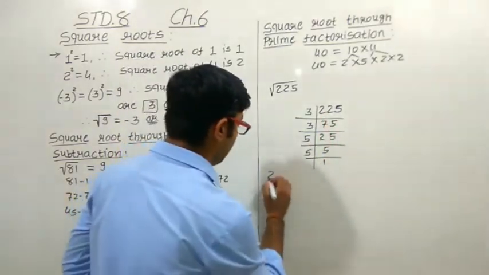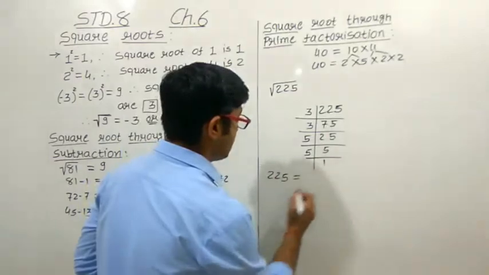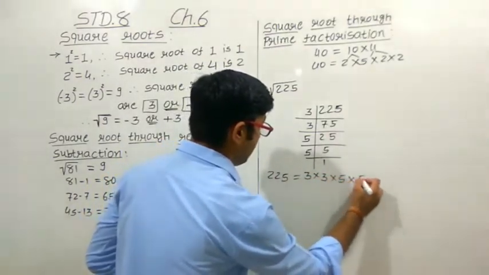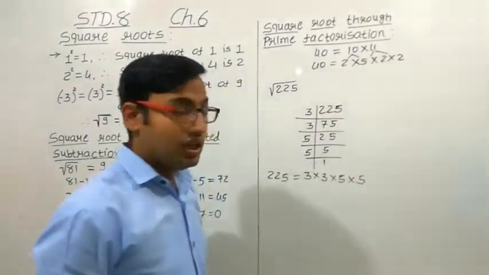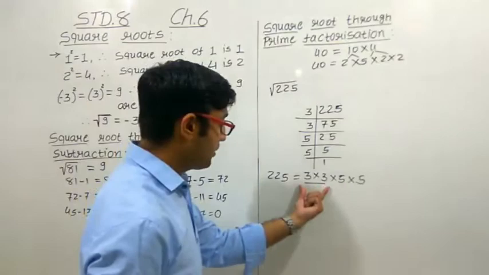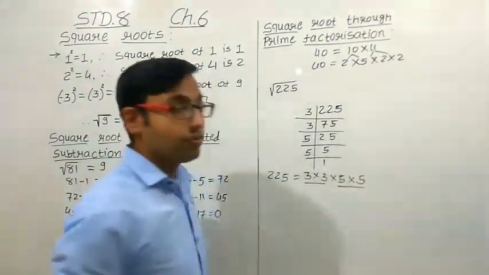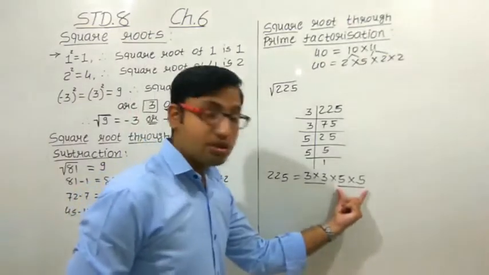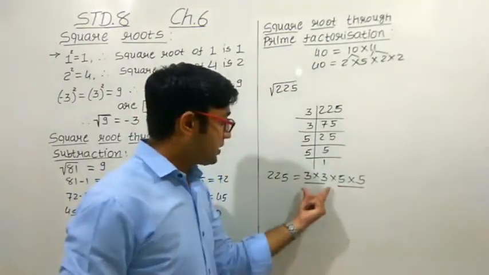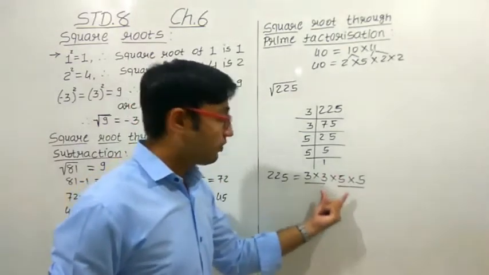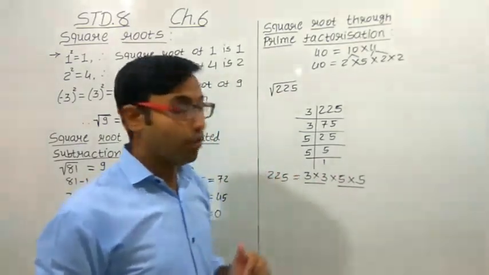So we can write down 225 as the factors 3 into 3 into 5 into 5. Again, make pairs of the same factors: one pair of 3 and one pair of 5. Remember, one pair means two same factors. Second pair means again two same factors. We cannot make a pair of 3 and 5. That thing you have to keep in mind.